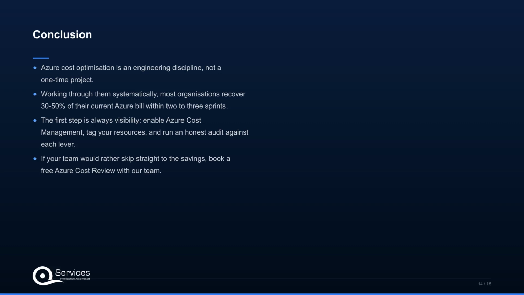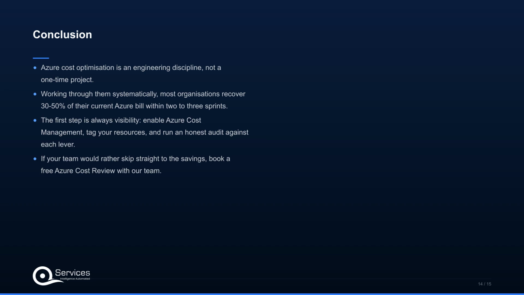Next up, conclusion. Azure cost optimization is an engineering discipline, not a one-time project. The 9 levers covered here address the most common sources of Azure overspend: oversized compute, uncommitted spend, idle resources, untiered storage, unnecessary egress, unused licenses, always-on dev environments, missing governance, and unmodernized workloads. Working through them systematically, most organizations recover 30 to 50% of their current Azure bill within 2 to 3 sprints.